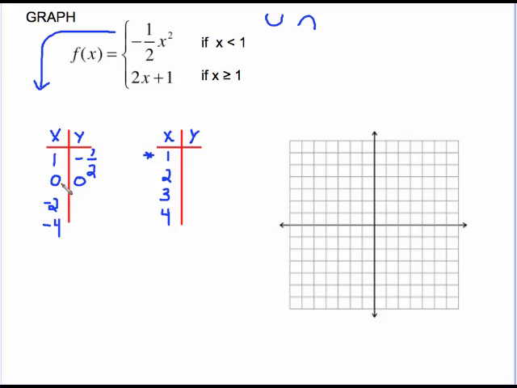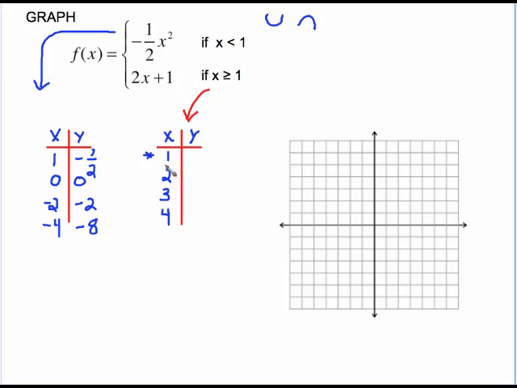Now you may wonder why I went from 0 all the way down to negative 2, and that's just to make my arithmetic easier. Negative 2 squared is a positive 4. Negative 1/2 times 4 is negative 2. That way, I have avoided another fraction. It's just easier to graph that way. And then I've jumped down to negative 4. Negative 4 squared is 16. Negative 1/2 times 16 is negative 8. Reminder, anything squared is positive. That's why when I said negative 2 squared, it came out positive 4.